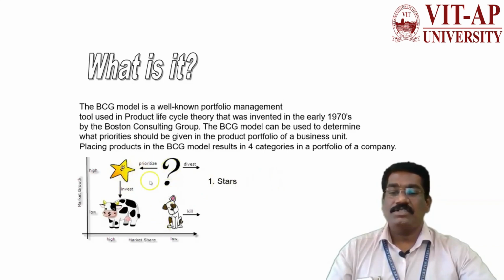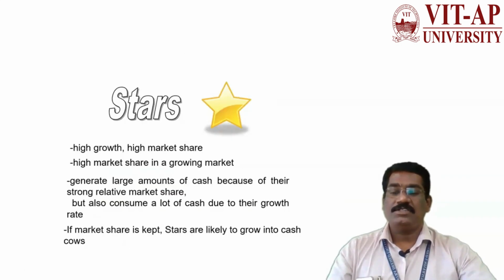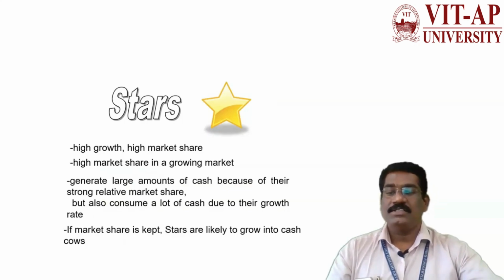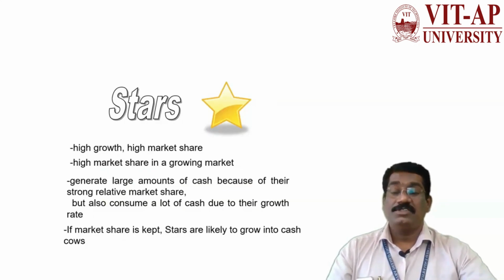So this is the condition here. We have four quadrants here: star, cash cow, dog, and question mark. So I was explaining to you about the conditions involved in these four quadrants. You can see the four quadrants here. Next, let us go one by one, that is, let us understand the condition of each quadrant. Let's start with stars. So what is the condition of star?